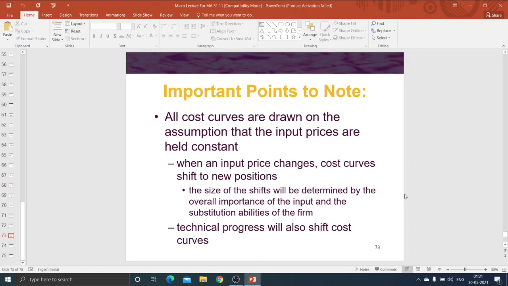All cost curves are drawn on the assumption that input prices are held constant. So when an input price changes, the cost curve shifts to a new position. The size of the shift will be determined by the overall importance of the input and the substitution abilities of the firm. If the firm can substitute immediately, then it can reduce the rate at which the curve shifts. Technical progress will also shift the cost curve along with other things.